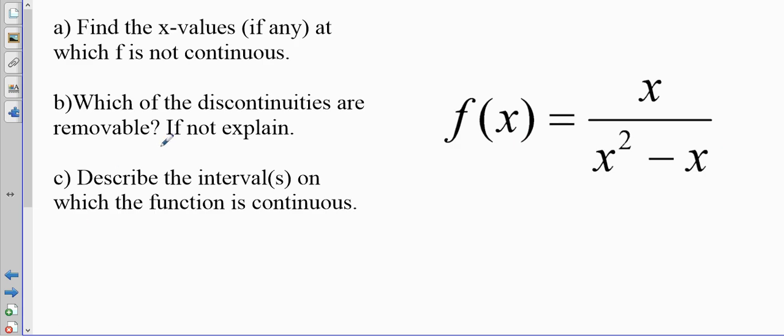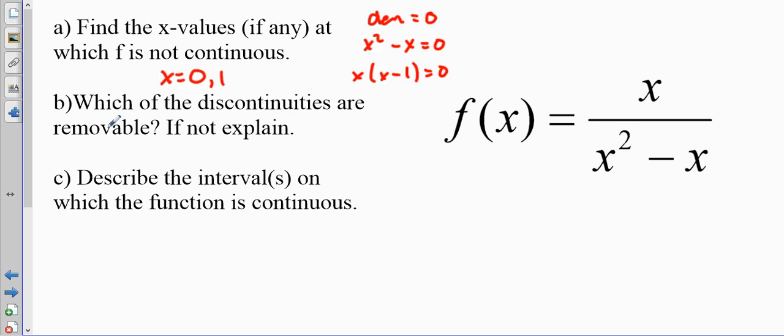So first off, find the values at which the function is not continuous. Well, right here in our function, we don't have the graph, but if I just do this algebraically, I'm going to look at the denominator and set that equal to 0. So right here, x squared minus x, set that equal to 0. We factor this. I have a little bit more room. What you notice is that you can factor out an x, and then we have x minus 1. So when the denominator equals 0, x is going to be 0 and 1. Now, which of these discontinuities are removable?